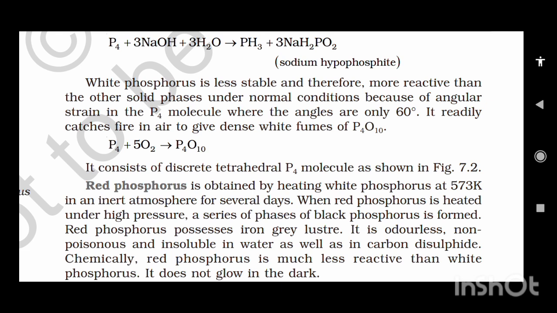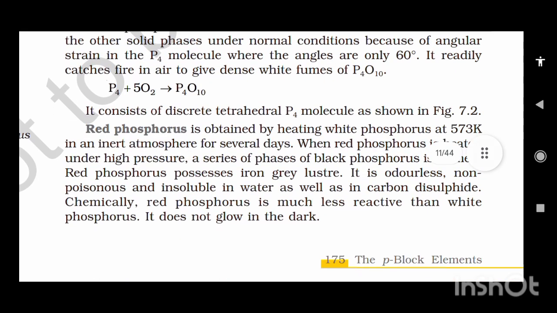It readily catches fire in air to give dense white fumes of P4O10. It consists of discrete tetrahedral P4 molecules. Red phosphorus is obtained by heating white phosphorus at 573 Kelvin in an inert atmosphere for several days. When red phosphorus is heated under high pressure, a series of phases of black phosphorus is formed.